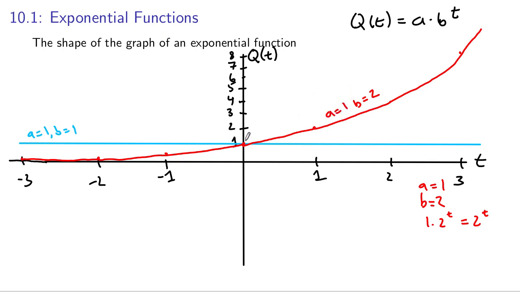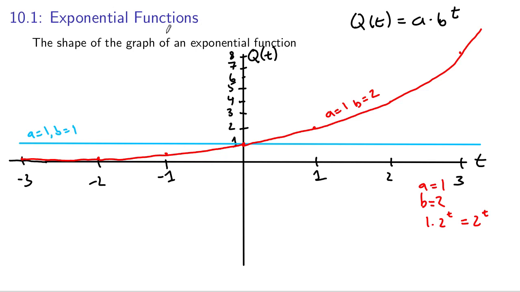Now the bigger we make B, the steeper this exponential growth will be. If it was 4, we'd have 1, 4, 16. We would quickly go up. And if B is smaller, but still greater than 1, it'll grow less steeply. And it will shrink less steeply this way. Okay?